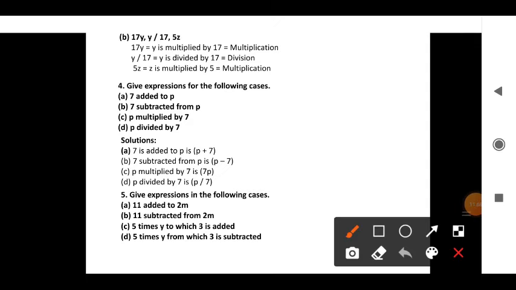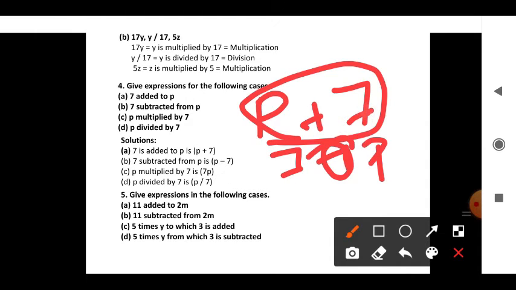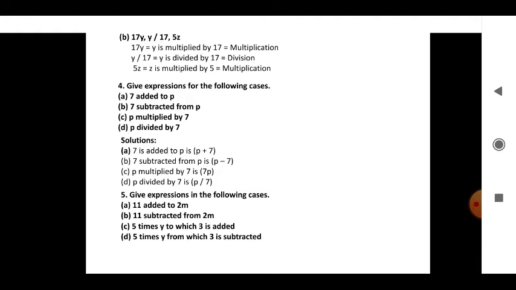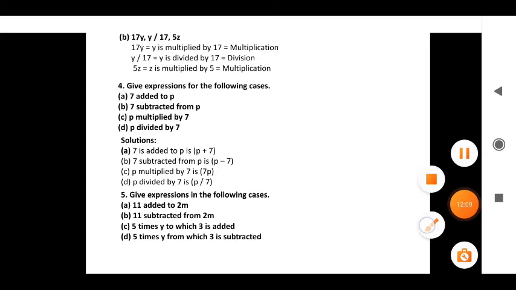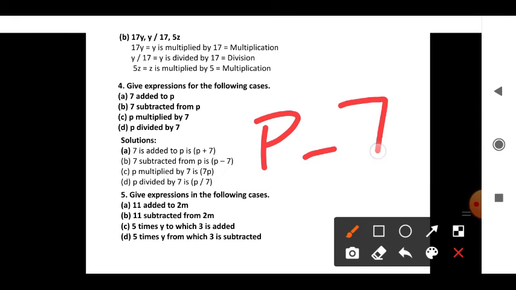7 added to p means p plus 7, or you can write 7 plus p, because the commutative property is satisfied for addition, right? So p plus 7, here 7 is added to p. So the first one is: 7 is added to p means p plus 7. Next, 7 subtracted from p. Here 7 is subtracted from p. So that is p minus 7.